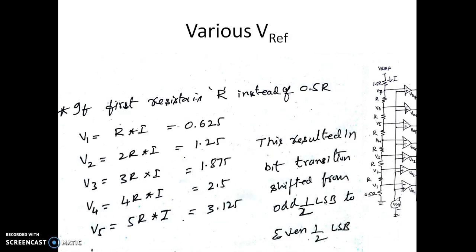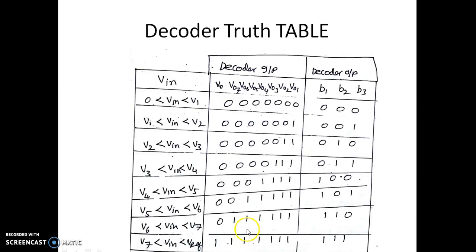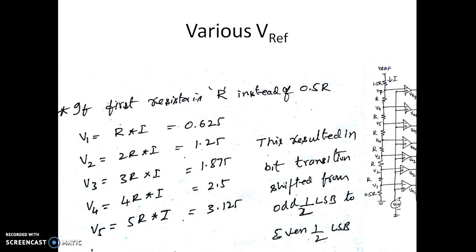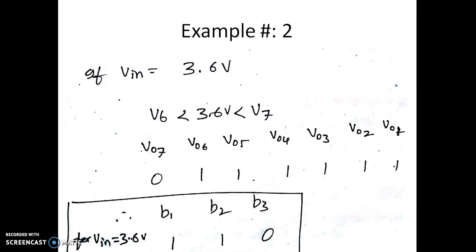If we have only the MSB as 0, that's what we have. If MSB is 0 and all other comparator outputs are 1, we're going to have 110 as the output voltage. So that's what we have for the second example. In the second example, you can see except this, all other bits are high. So we'll end up with B1, B2, B3 as 110.